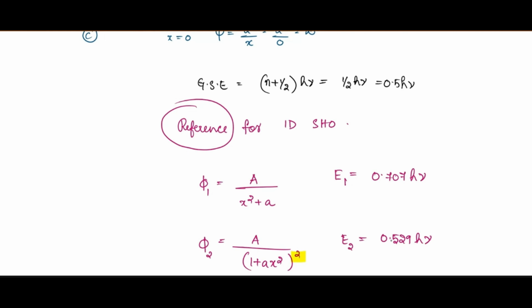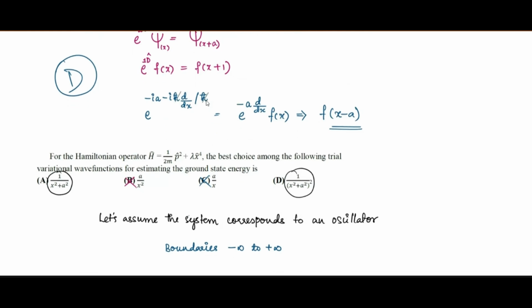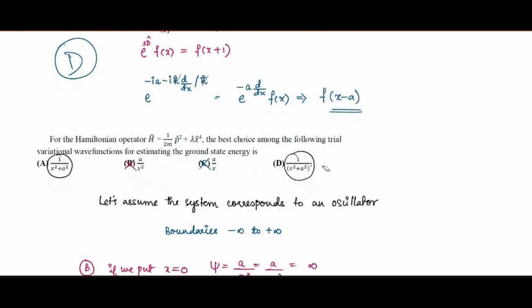There is no other way to solve this. So what you can understand from this is that squaring the denominator is happening in option D. So the correct answer is option D. Again, if you haven't read this, it is very hard to solve.